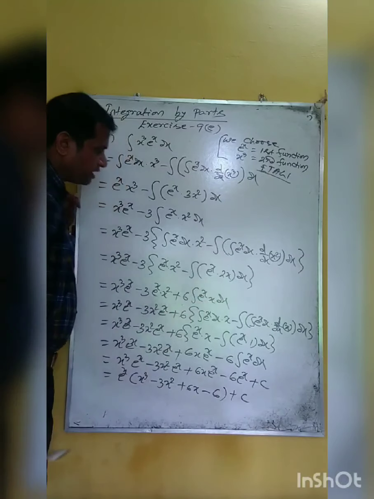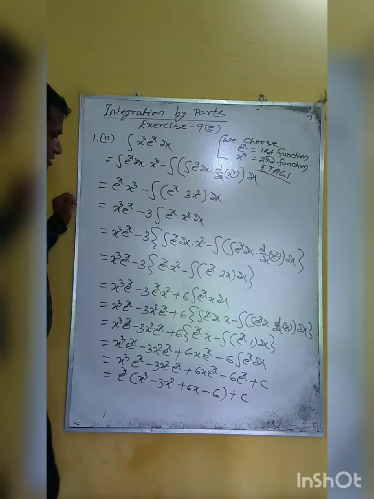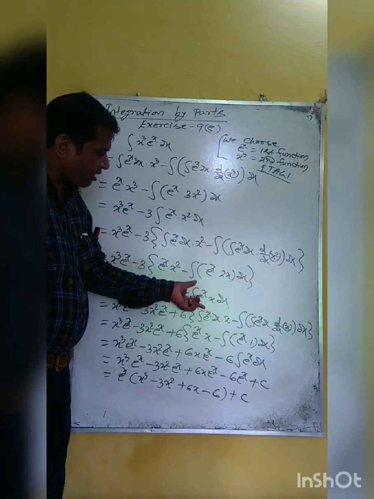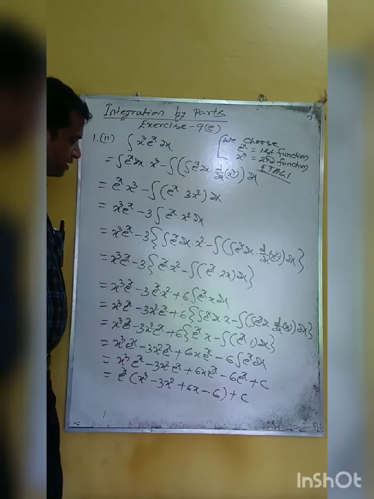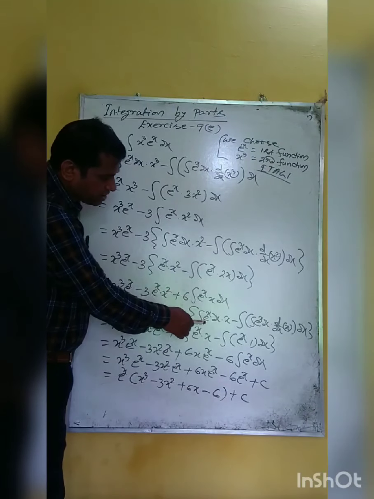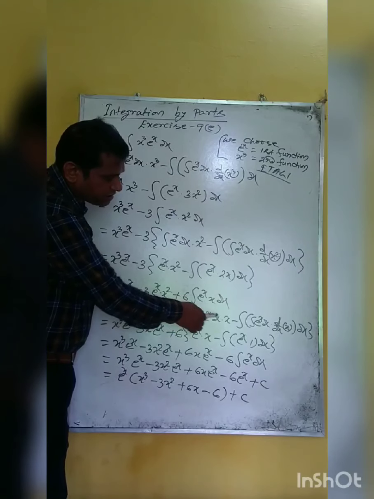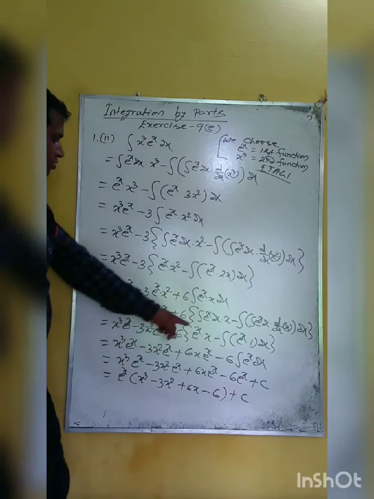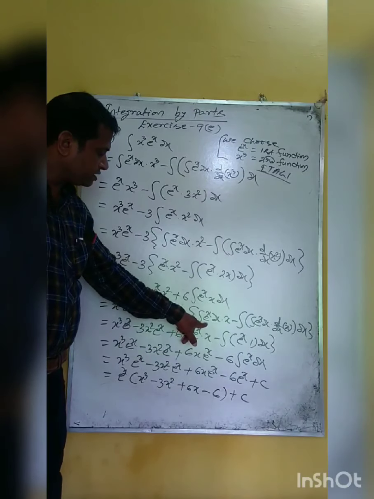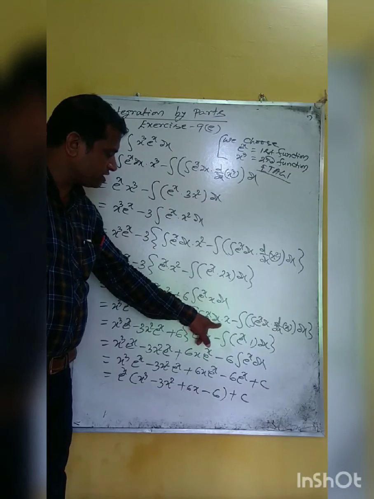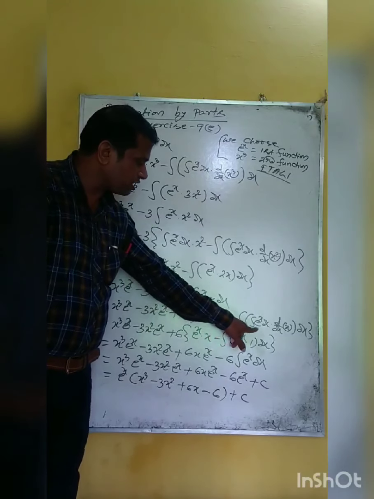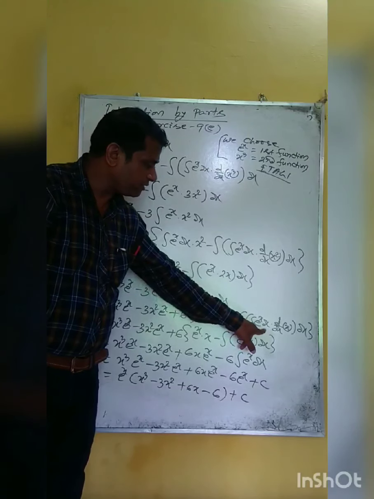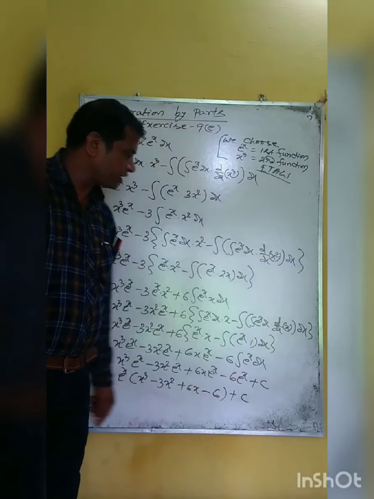integral e to the power x into x dx. Here we also apply the integration by parts rule. Take e to the power x as the first function and x as the second function. So we get the integral of e to the power x dx into x minus the integral of e to the power x into the derivative of x.